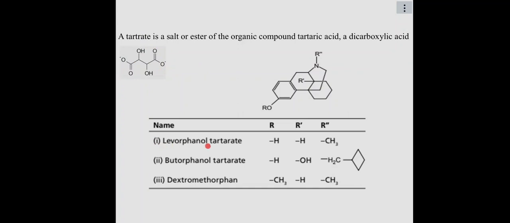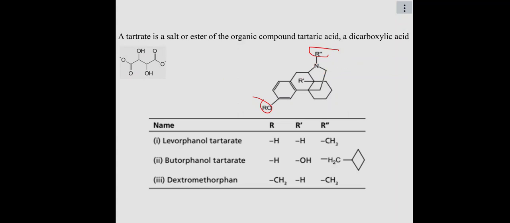So you have levorphanol tartrate. If you look at levorphanol tartrate, we've already discussed that, of course, there is a hydrogen there. So that is important. And at the R there, you have your methyl group. So when you have the tartrate, this salt here will just be brought here, and this nitrogen will be protonated.